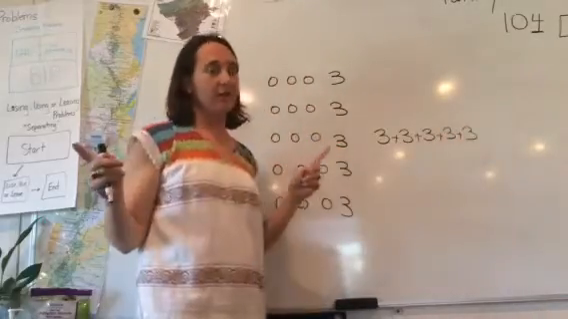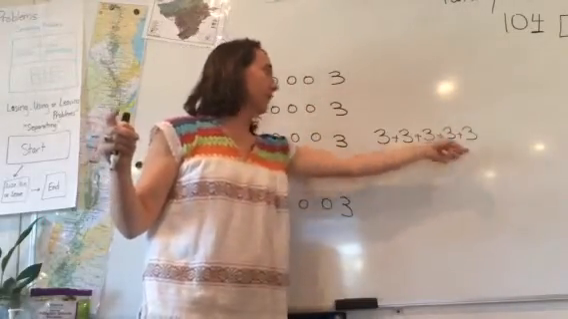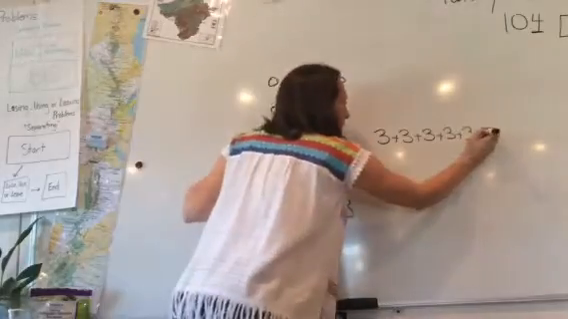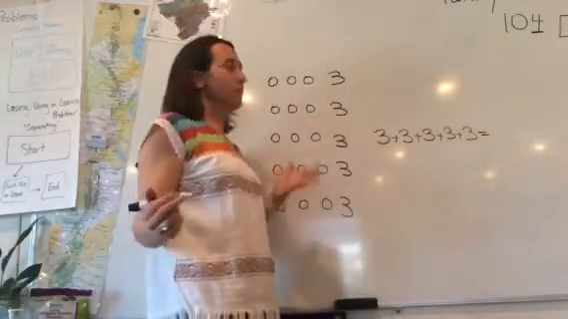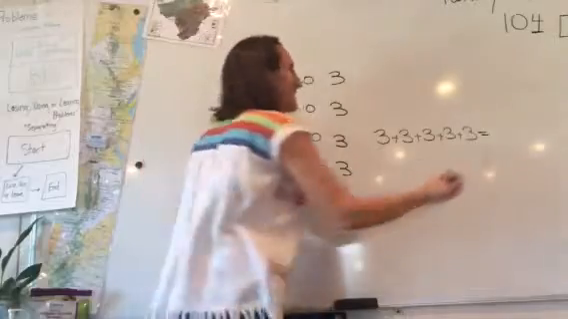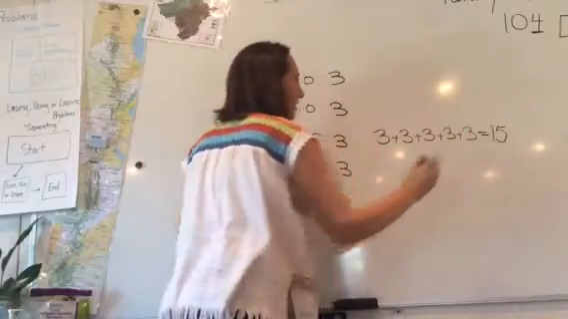And I always go back and check. 1, 2, 3, 4, 5. Yeah, that matches. And an equation is always going to have an equal sign. So 3 plus 3 plus 3 plus 3 plus 3 is going to equal 15.